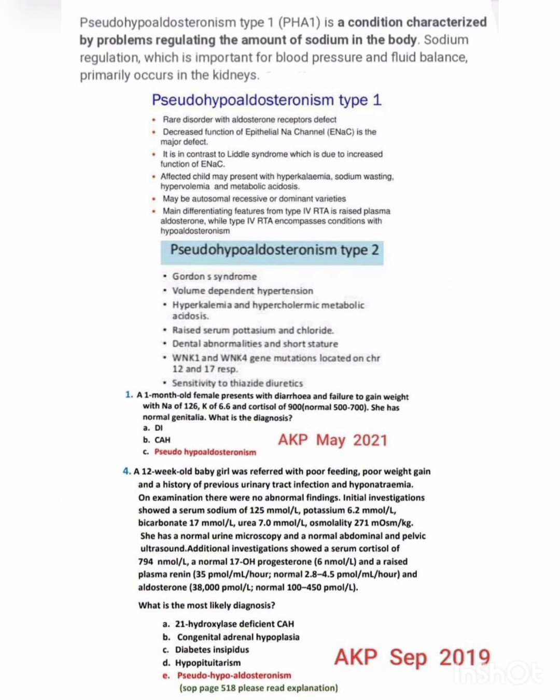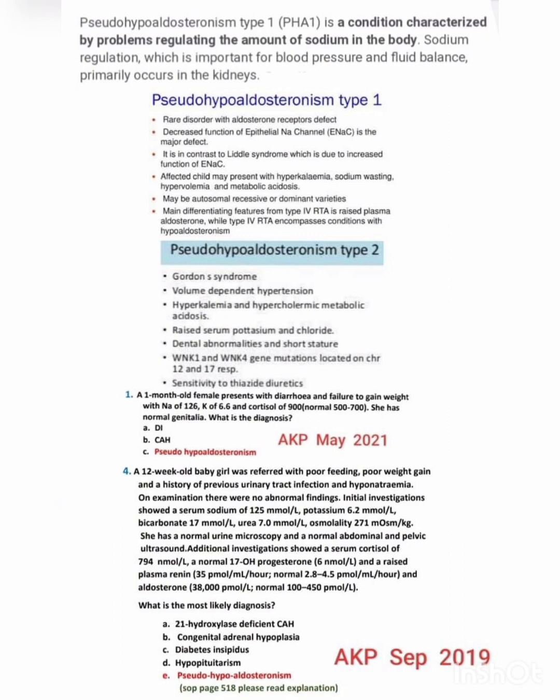Now, there are some common questions in the exam. First question is that a 1-month-old female presents with diarrhea and failure to thrive. Sodium is 126, potassium is 6.6, and cortisol is 900. Normal is 500 to 700. She has normal genitalia. What is the diagnosis? So here all the features: hyponatremia, hyperkalemia, and the cortisol level is high. So the diagnosis is pseudohypoaldosteronism.